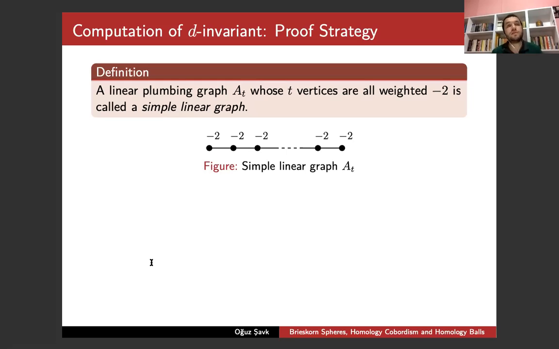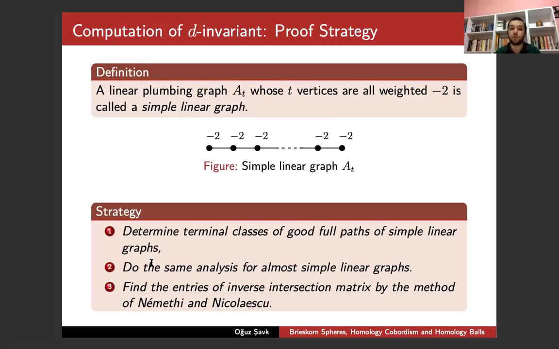What is our proof strategy? We first determine terminal classes of the above simple linear graphs. It is fairly easy because if you look at the Ozsváth–Szabó algorithm, you easily see that bad paths never include two vertices which are -2.